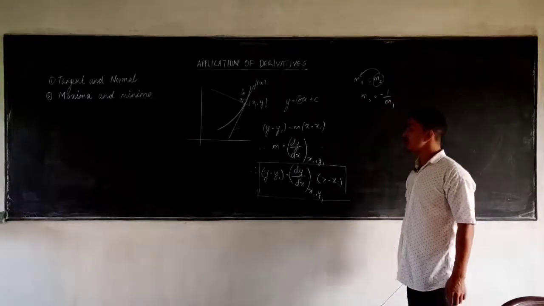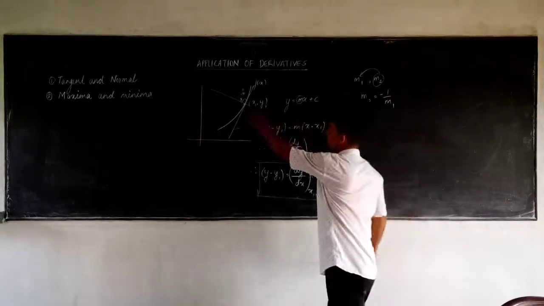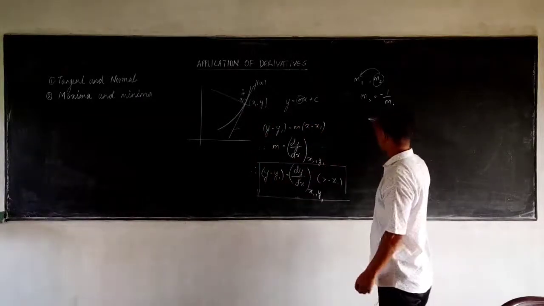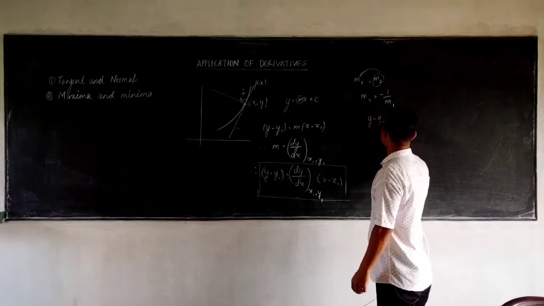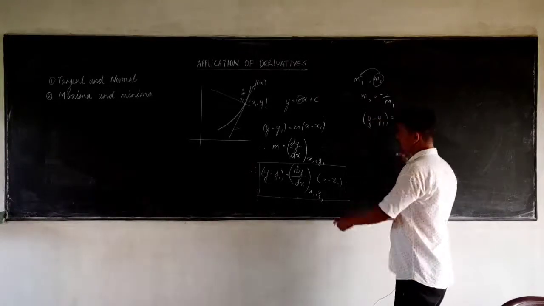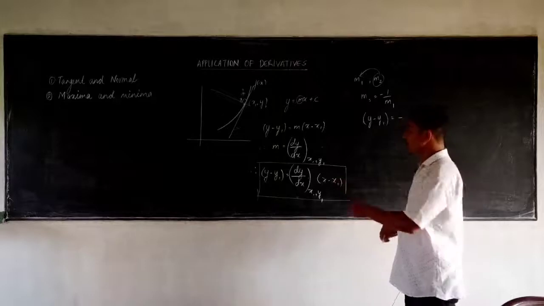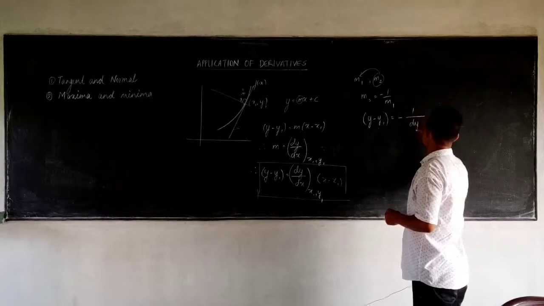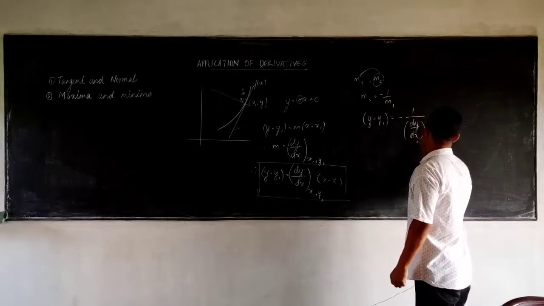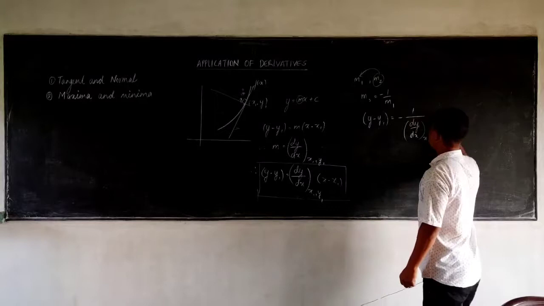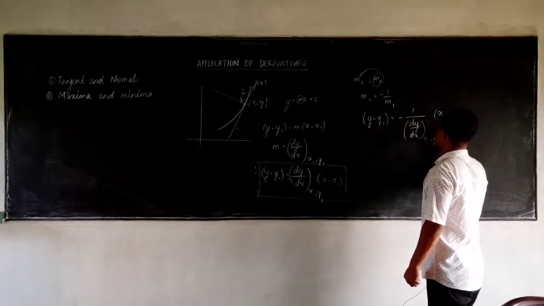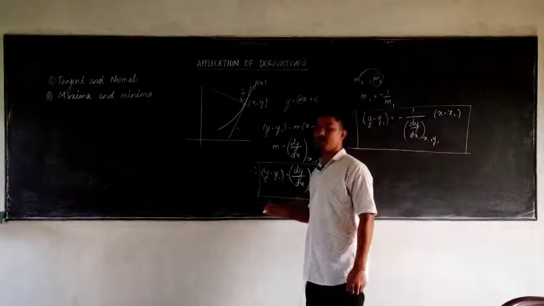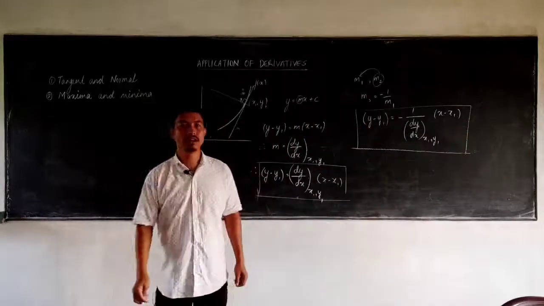Same thing if I apply here, the equation of the normal to the curve at a given point can simply be given by y minus y1 equals minus the reciprocal of the slope of the tangent, that is minus 1 divided by dy by dx at the point x1, y1, into x minus x1. Using these two simple steps we can easily find the equation of the tangent and the normal.